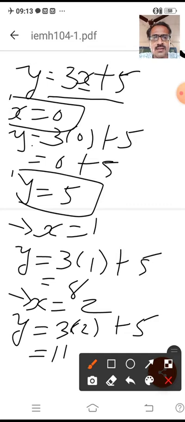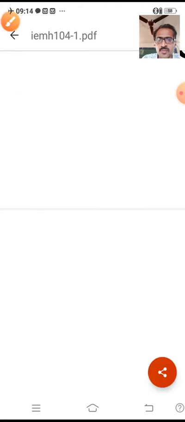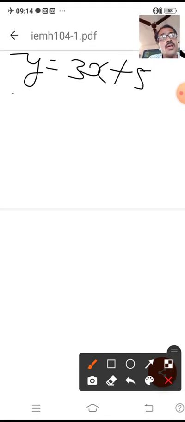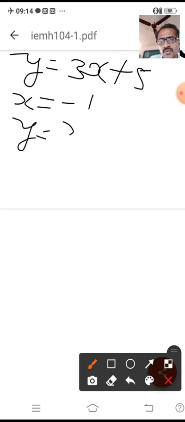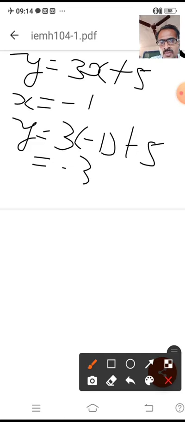So just think how many values of x we can take. Even you can take negative values also. Let me explain. Suppose I want to take a negative value, we have y equal to 3x plus 5. I want to take x equal to minus 1. Then it will be y equal to 3 instead of x, minus 1, plus 5. It will be minus 3 plus 5 equals 2.